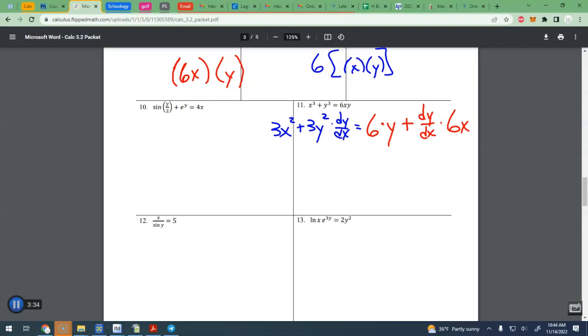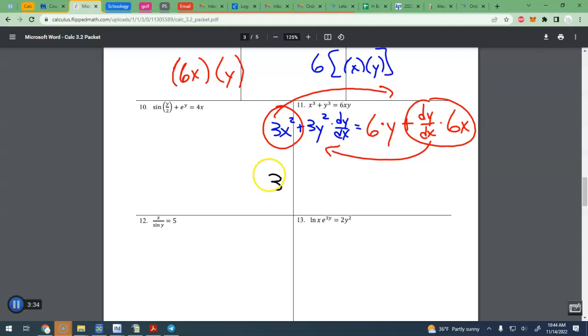And then I'm going to get all my dy dx's on one side and everything else on the other. It doesn't really matter which. So I'm going to move this over here, and this thing with the dy dx over here. I'll end up with 3y squared times dy dx. So this will be negative because I brought it over, so minus 6x times dy dx. And then I got the 6y that was over there, and then this 3x squared when I go over there will become negative.